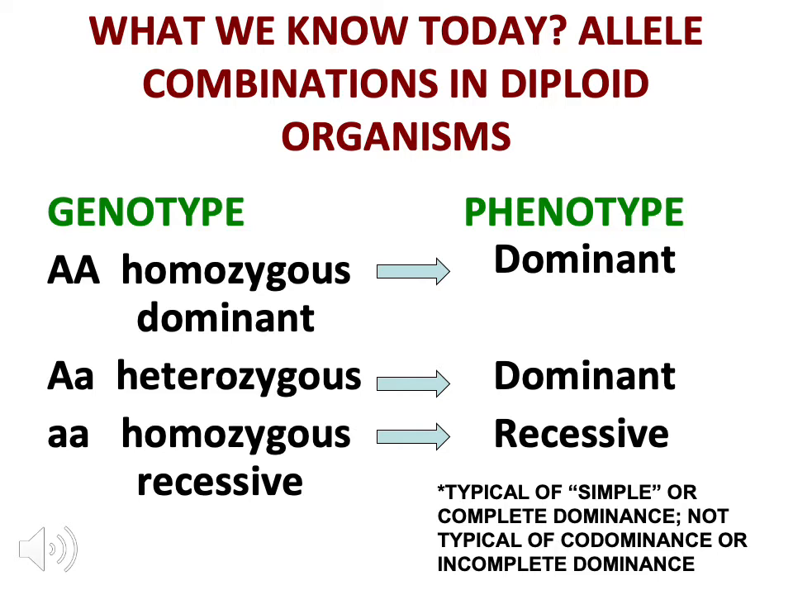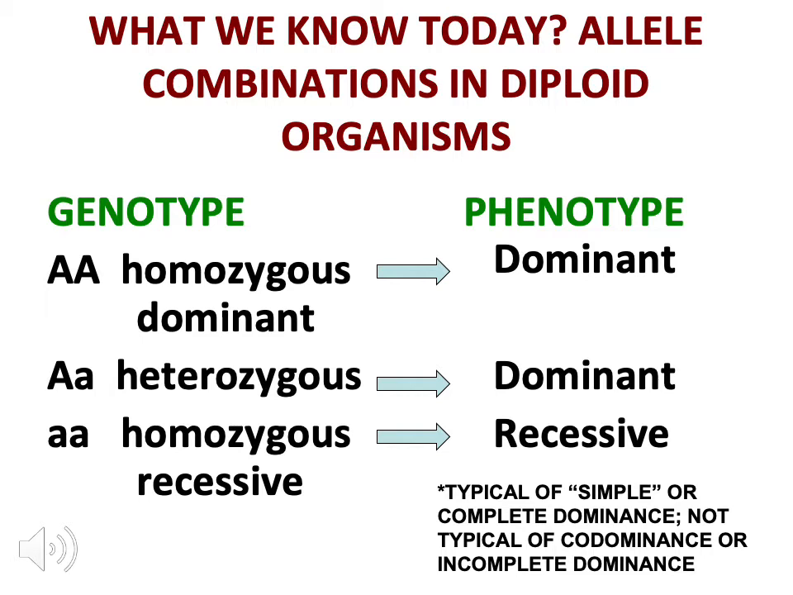So in a big A, or homozygous dominant genotype, there are two big A's, so I have no choice. You will be a dominant phenotype. If you're a homozygous recessive, little a, you are obviously going to express the recessive phenotype. But if you're big A, little a, as long as you've got that dominant allele there, you will express the dominant phenotype.